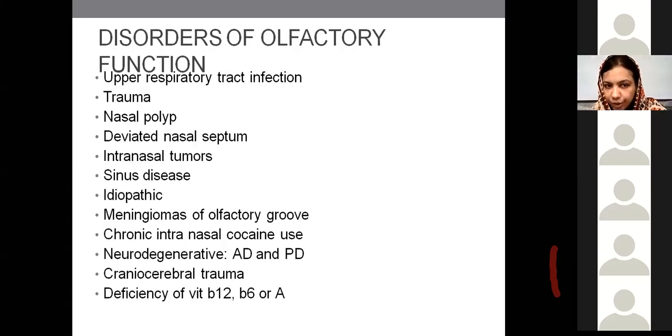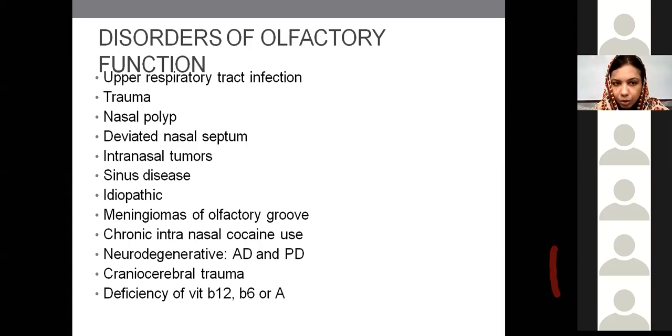Now, what are the disorders of the olfactory function? The commonest disorder is upper respiratory tract infection, followed by trauma, usually head trauma involving skull fractures, nasal polyp, which is a cause of obstruction of the nasal pathway, deviated nasal septum, intranasal tumors, sinus disease, commonly sinusitis, idiopathic conditions, meningiomas of the olfactory groove. Chronic intranasal cocaine use, neurodegenerative diseases like Alzheimer's disease and Parkinson's disease, craniocerebral trauma, deficiencies of vitamin B12, B6, or vitamin A. The commonest is the upper respiratory tract infection, sinus diseases, idiopathic conditions, and less common is the neurodegenerative condition like Alzheimer's disease and Parkinson's disease.